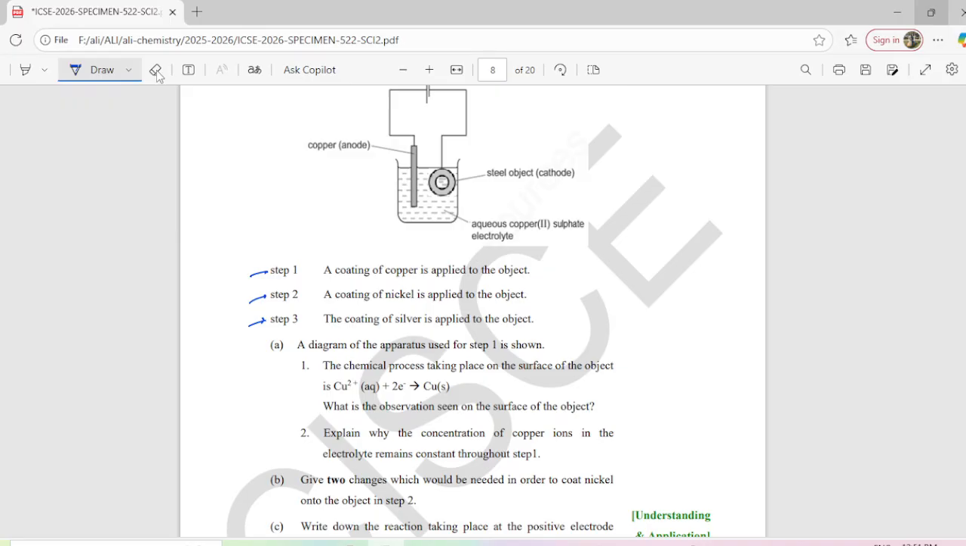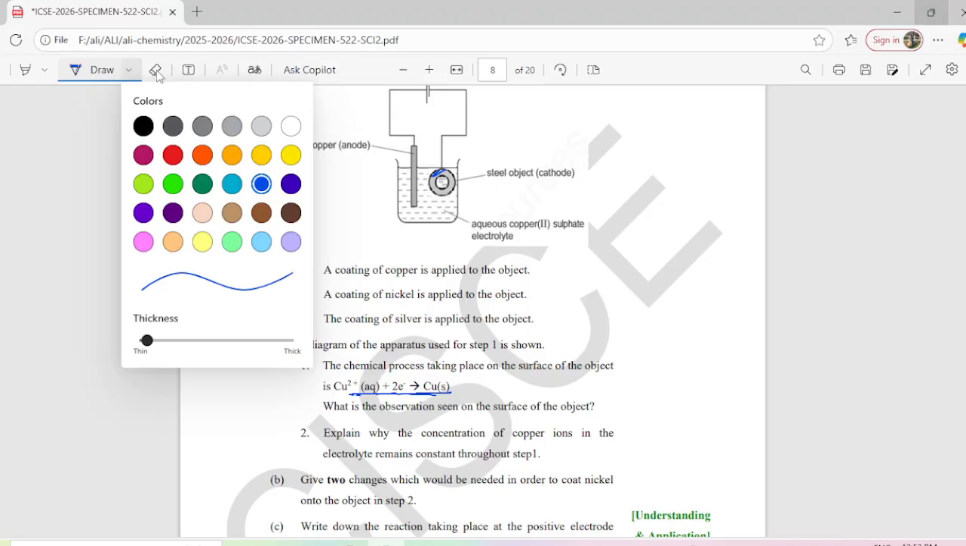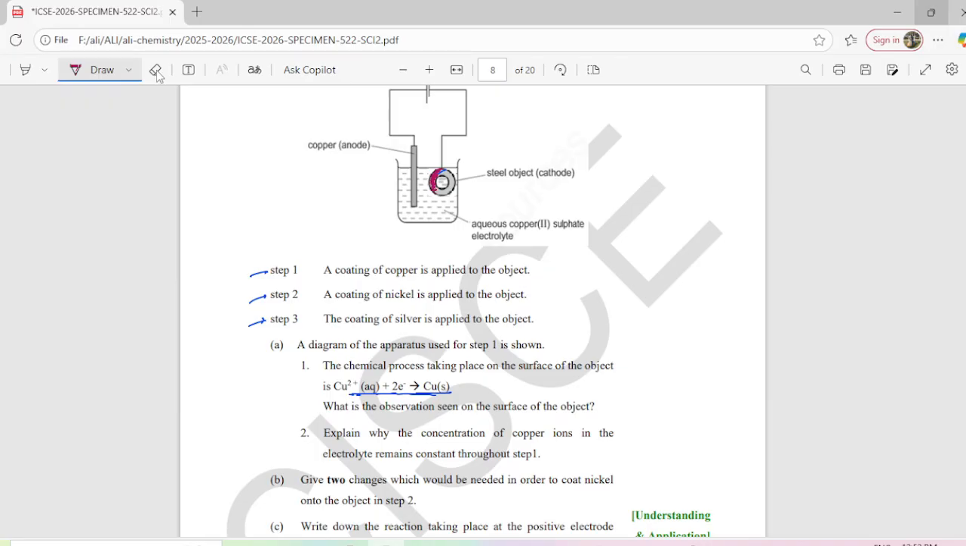So now come to the questions. A diagram of the apparatus used for step 1 is shown. So in step 1, we are going to electroplate with copper. The chemical process taking place on the surface of the object is that copper ions are getting neutralized. So copper ions take 2 electrons and form a copper atom. What is the observation seen on the surface of the object? So here, on the object, the copper metal will be deposited. So you will get a pinkish brown deposit over here. Okay, so you will get a brown color deposit over here.